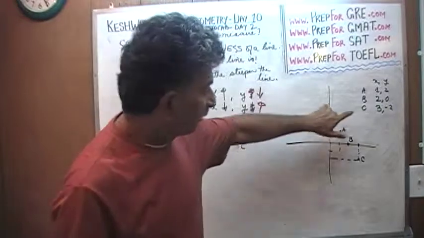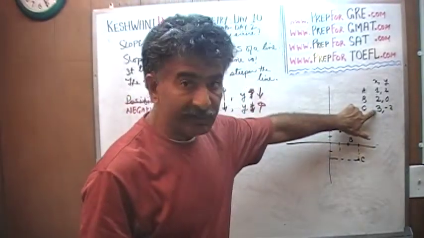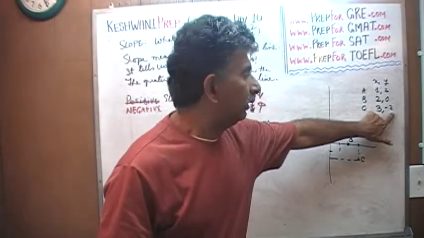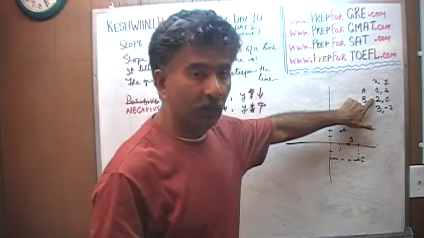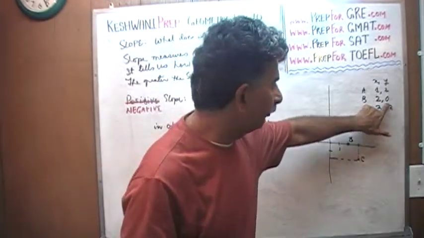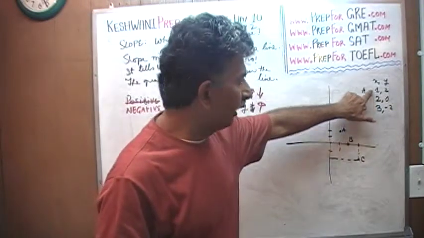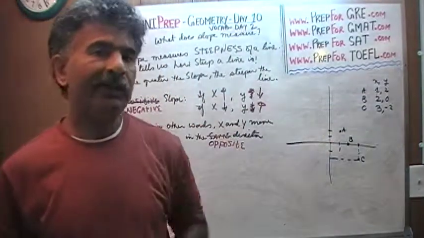We could have started our journey from C and shown the other way around. If we start from C, then you can see that if x is 3, y is negative 2. But when x decreases from 3 to 2, y actually increases from negative 2 to 0. And then when x decreases even further from 2 to 1, y goes from 0 to 2. As you can see, they are moving in opposite directions.